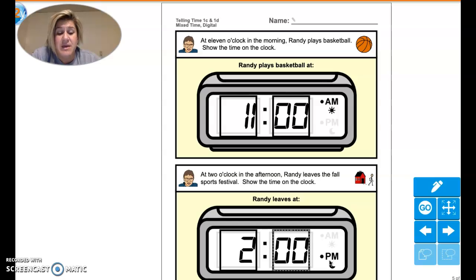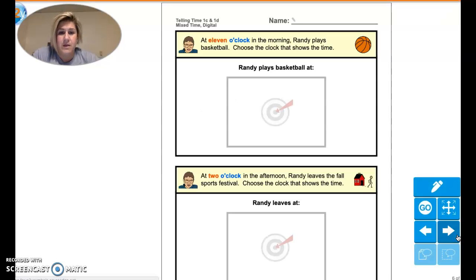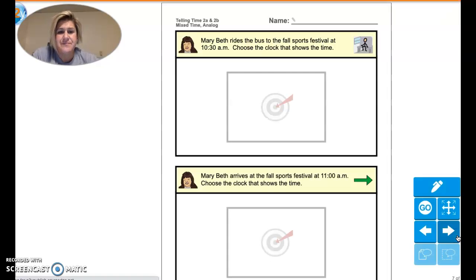So past morning, PM. It has a little moon on here, but don't think that always means just evening or nighttime. Remember, if it's after noon, after 12 o'clock, around the time when you eat lunch, then that's going to be PM. I'm going to skip over this one because it's the same.